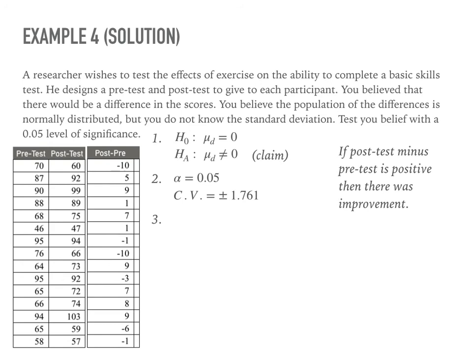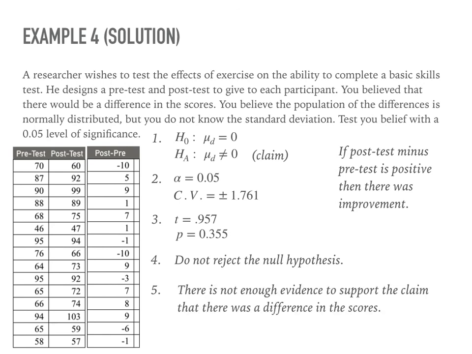Using the t-test on the calculator, entering the data into the list, we find that the t-value is equal to 0.957 and the p-value is equal to 0.355. This leads us to the decision: do not reject the null hypothesis. So there's not enough evidence to support the claim that there was a difference in the scores.